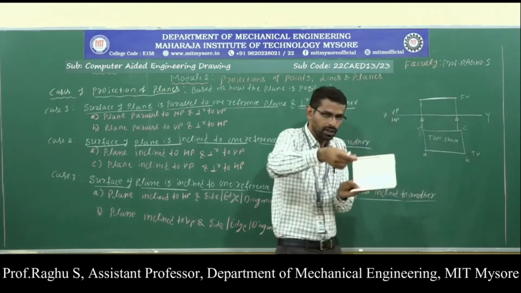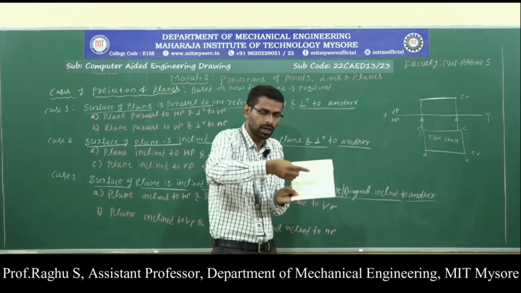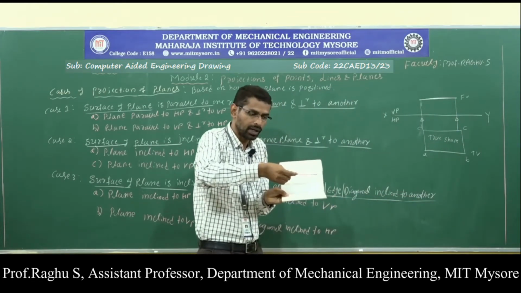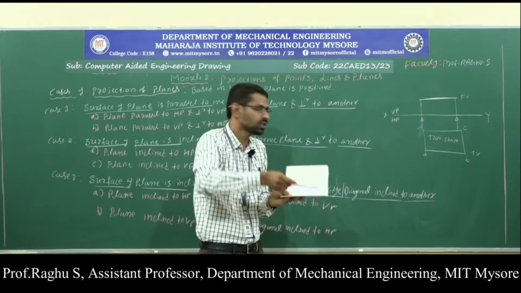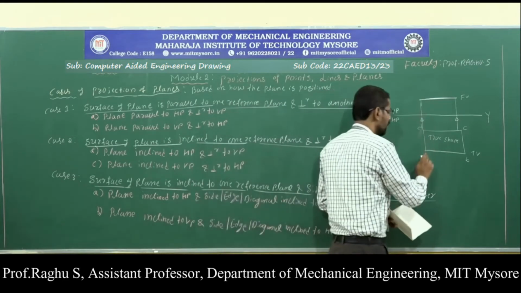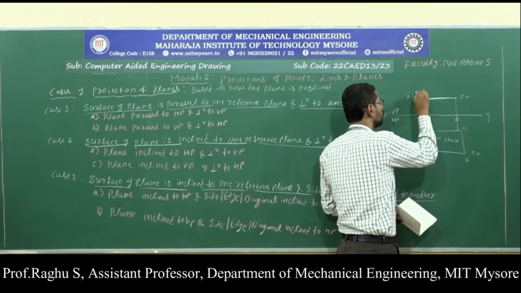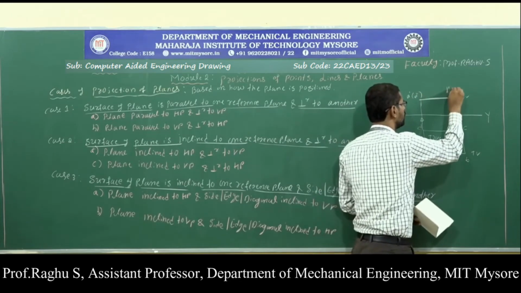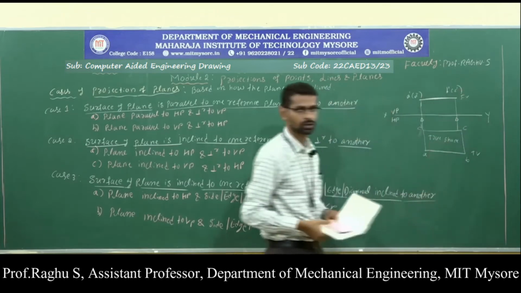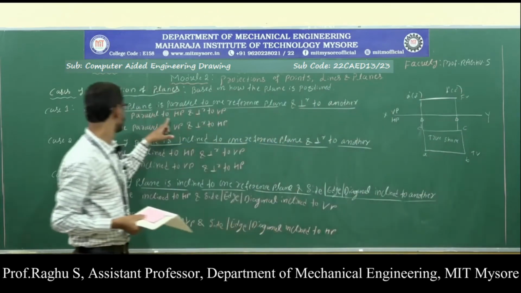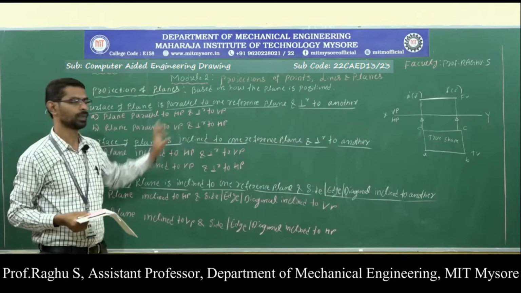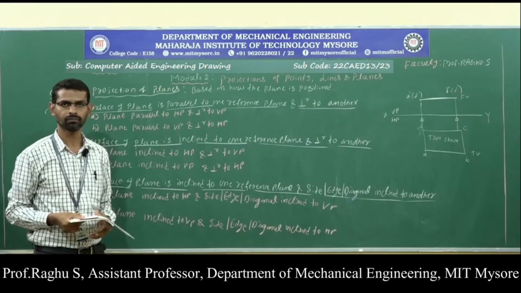Here in the front view, this is the lamina. In the front view, this lamina appears as a straight line. Here point A is visible, point D is behind, invisible, and B is visible and C is invisible. So this is the solution for the first case, plane parallel to HP and perpendicular to VP.